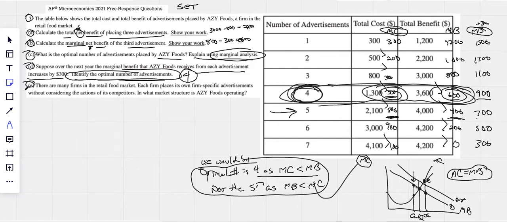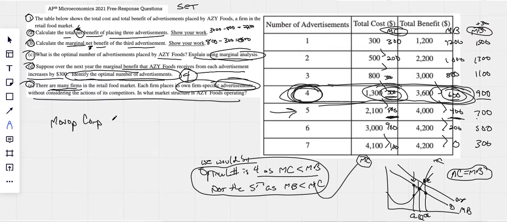This looks good. Let's do E. There are many firms in the retail food market. Each firm places its own firm-specific advertisement without considering actions in what market structure. Well, many firms. First of all, we are talking about advertisements. Now, there are many firms. That's either monopolistic comp or that's perfect competition. When they say market structure, that's what we're talking about. It's either perfect competition or monopolistic comp.